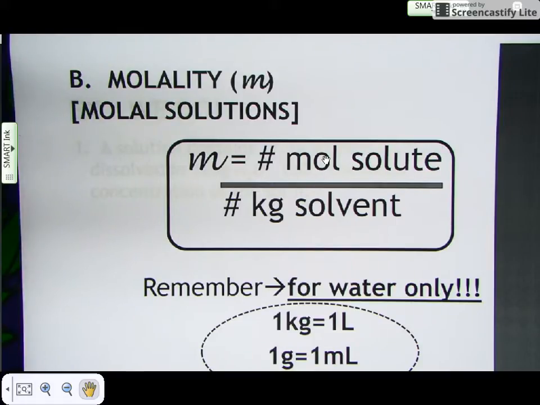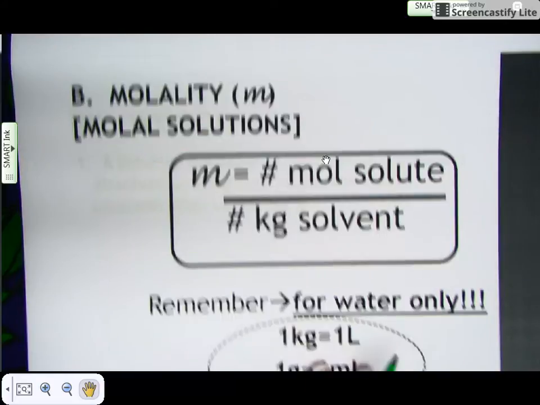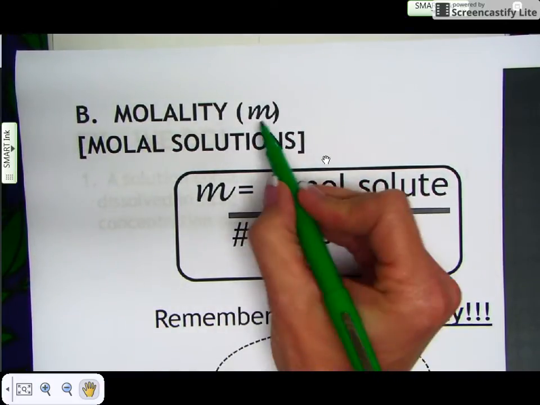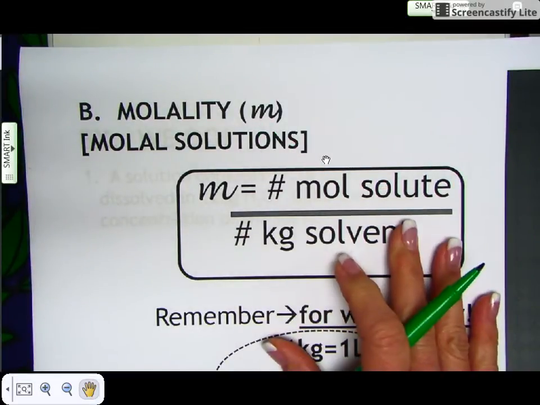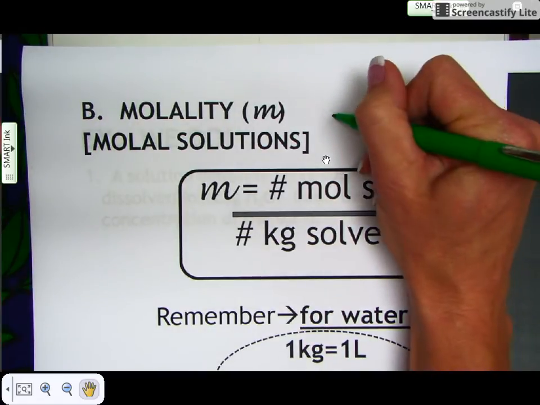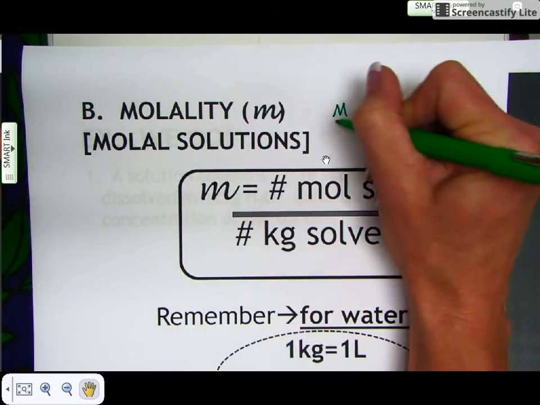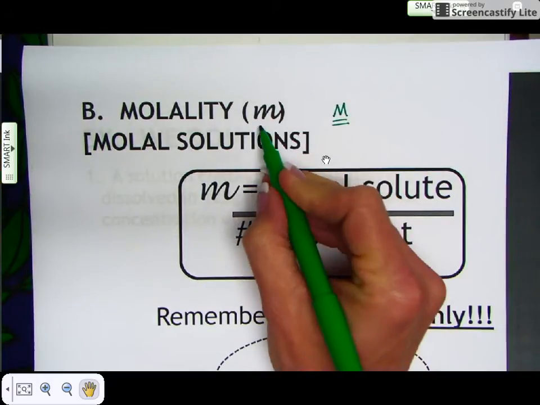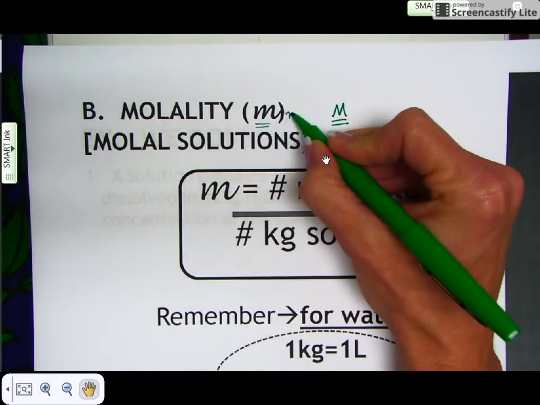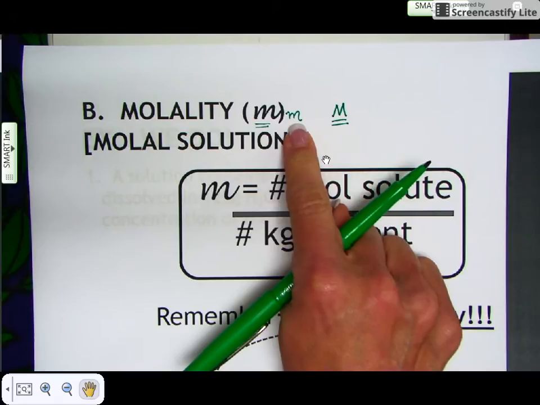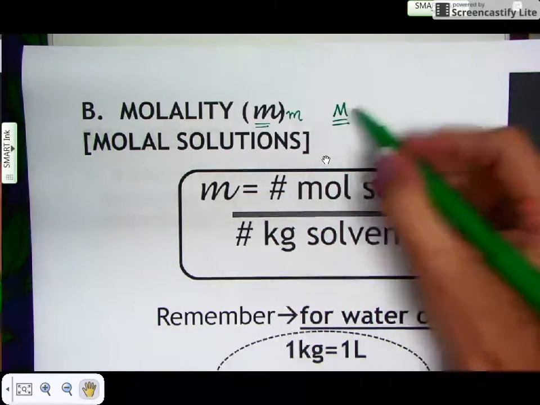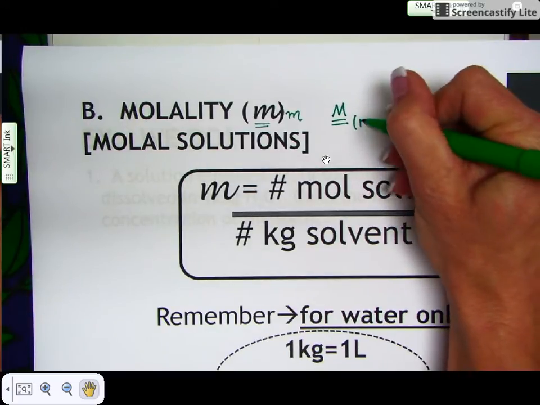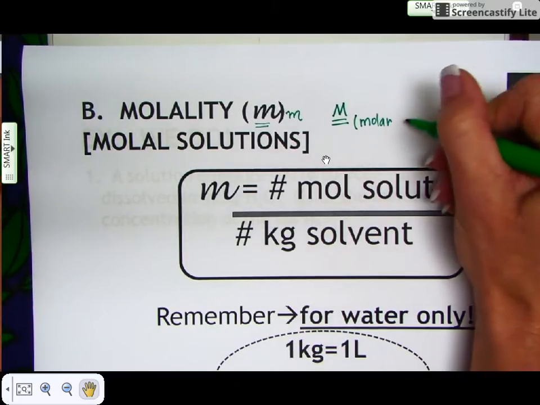So molality is our second unit of concentration. The molality symbol is a lowercase, cursive or italicized m, as opposed to molarity, which was a capital M. Molarity is a capital M, molality is a lowercase cursive or italicized m. These are called molal solutions versus molarity, which we said were called molar, M-O-L-A-R, solutions.